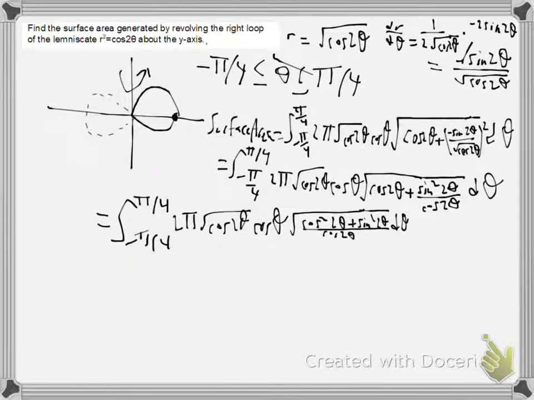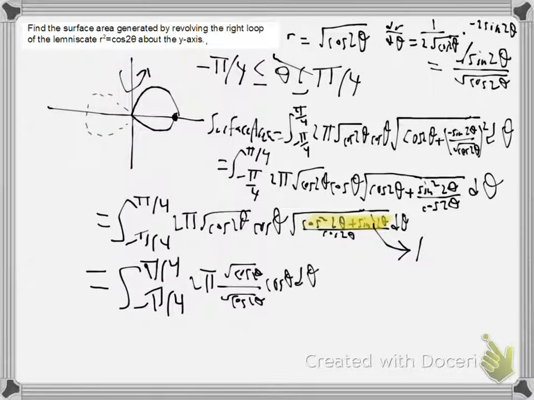Finding the common denominator inside the square root term gives us cosine squared of 2 theta plus sine squared of 2 theta over cosine of 2 theta. The cosine squared and sine squared is a trig identity, which gives us 1.